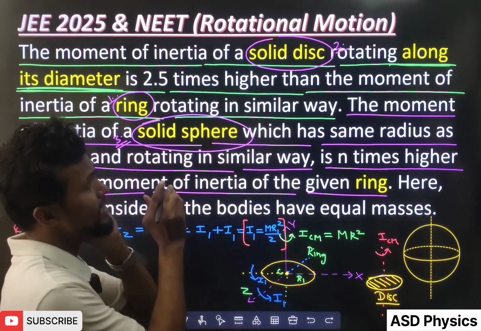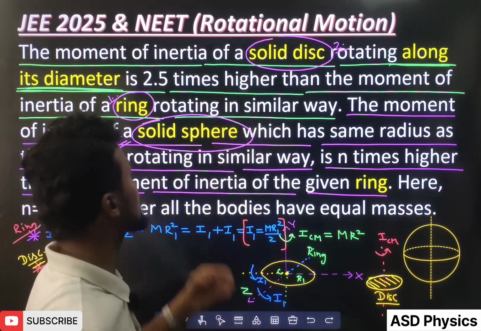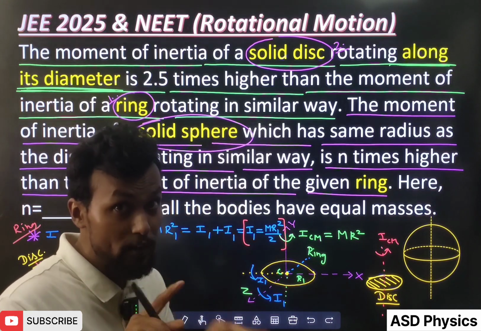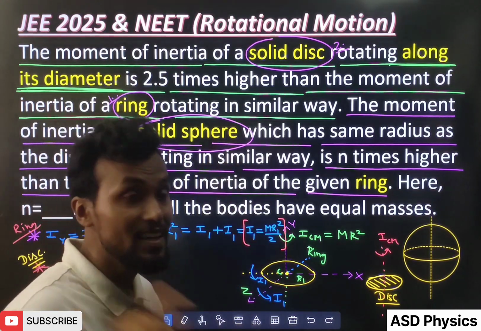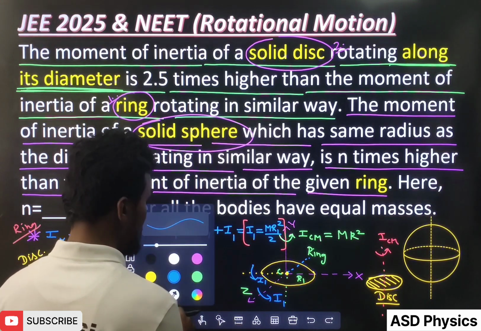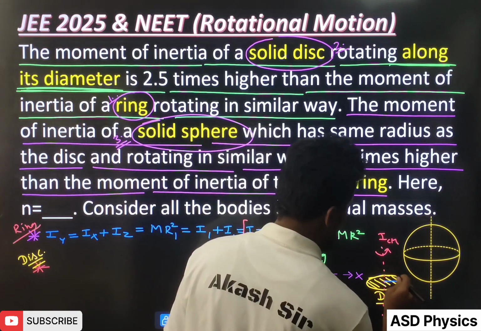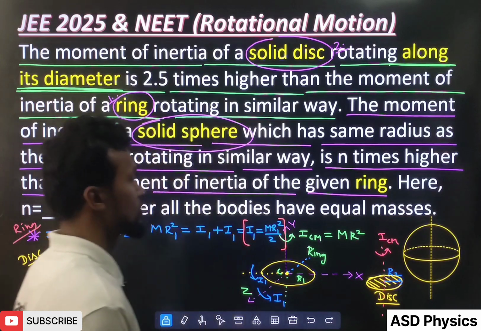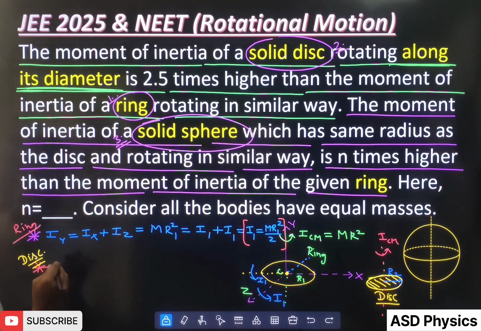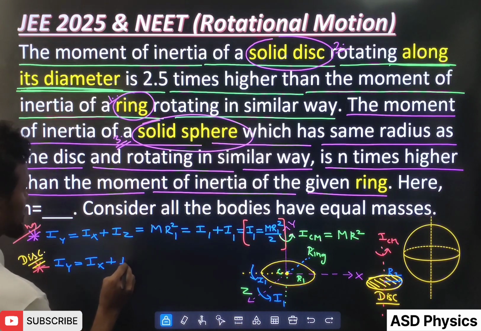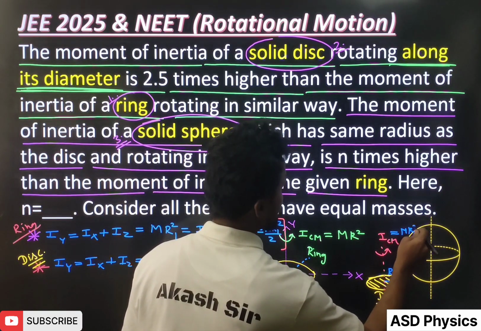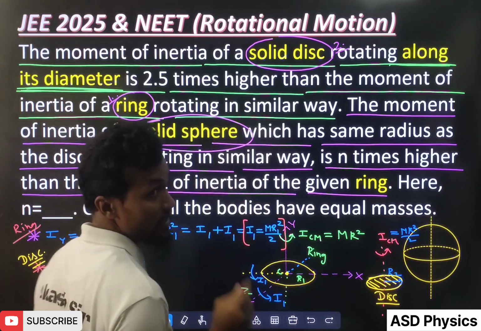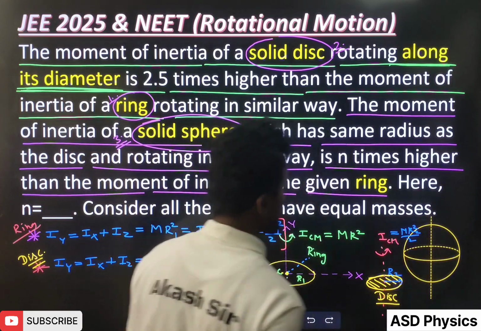But in the question they did not talk about the radius of the solid disk and ring, and their moment of inertia is not the same. They are telling some 2.5 times, and definitely the radius is different. So let's take this disk having radius r2. For the disk, Iy equals Ix plus Iz, and this is the center of mass moment of inertia, mr square by 2, but the radius is r2. So I have taken mr2.